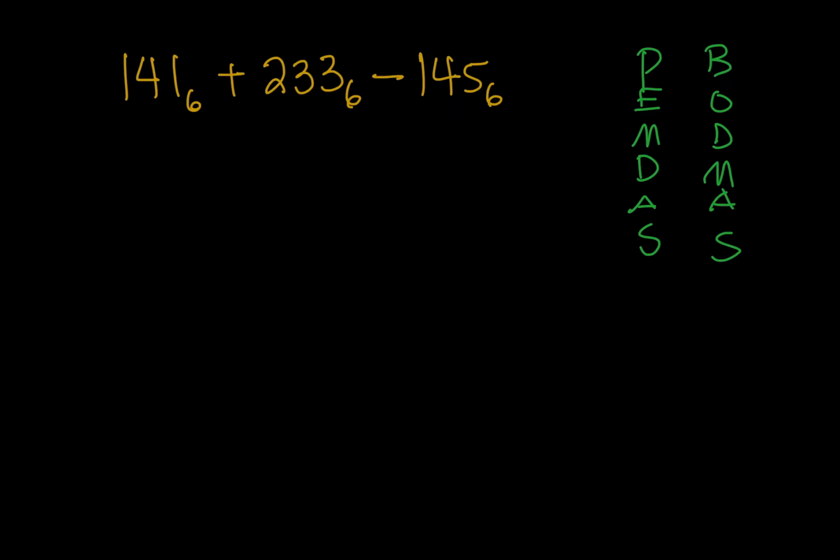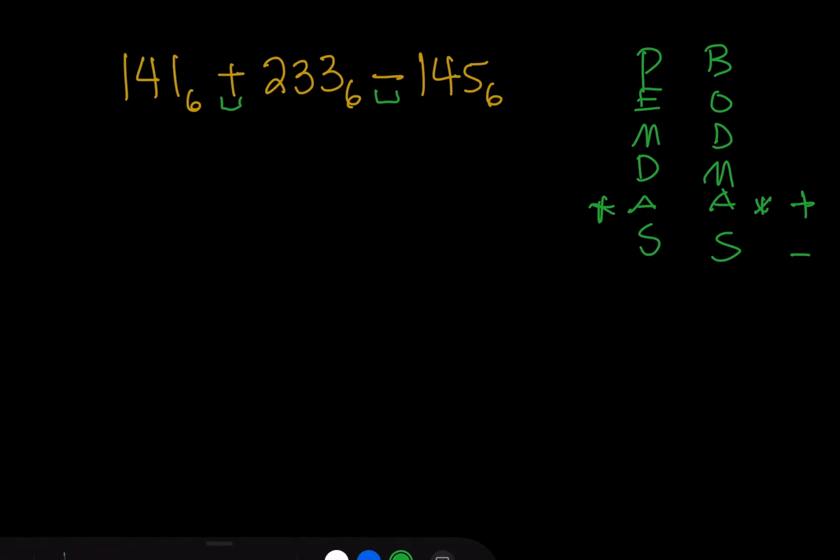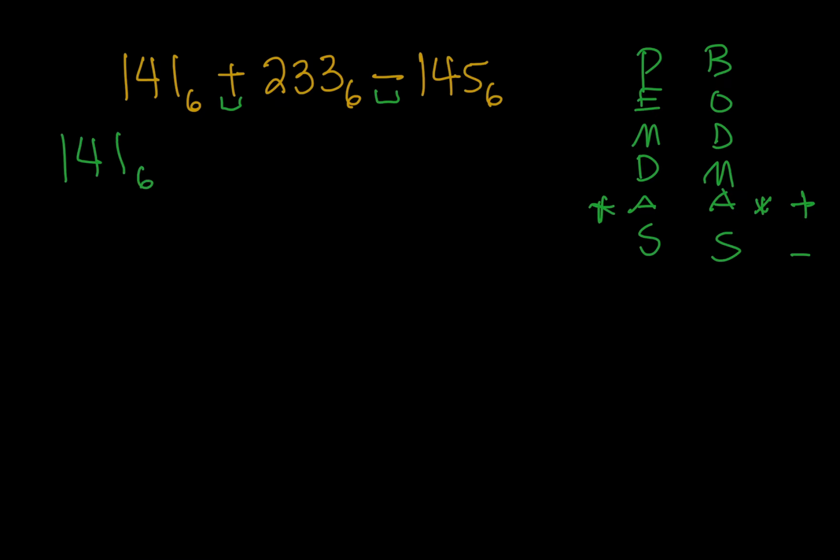Now we have 2 operation signs. This one, addition and subtraction. Which one do we solve first? You can see either the BODMAS or the PEMDAS. We start with the addition first before the subtraction. So we're going to start down here first. So we're going to rewrite this, and we are going to have 141 base 6. We're going to add it to 233 base 6. We're going to do this like that.